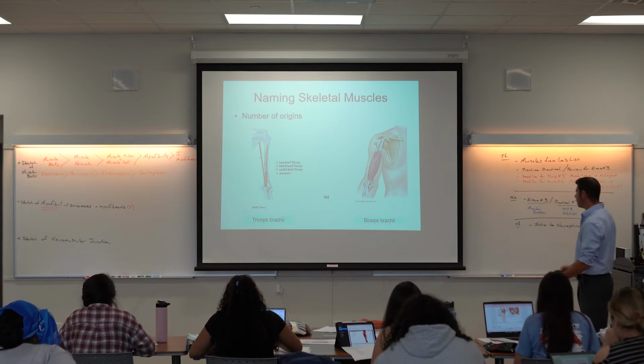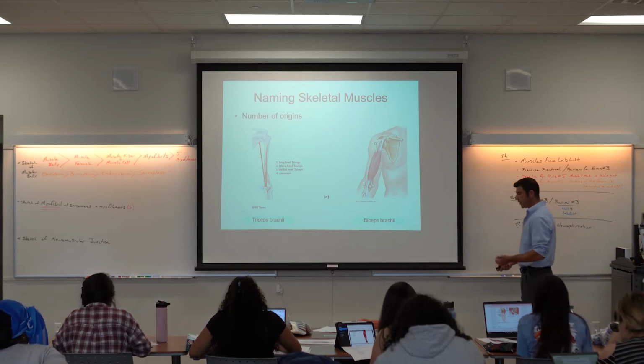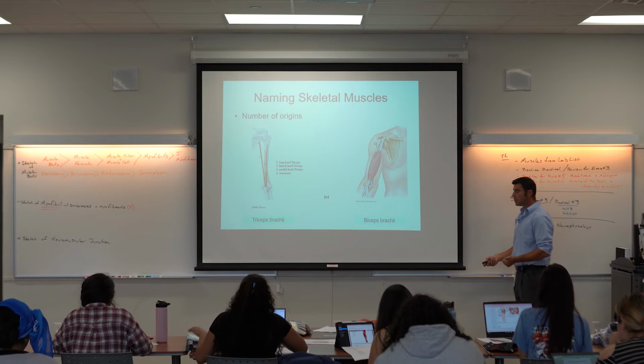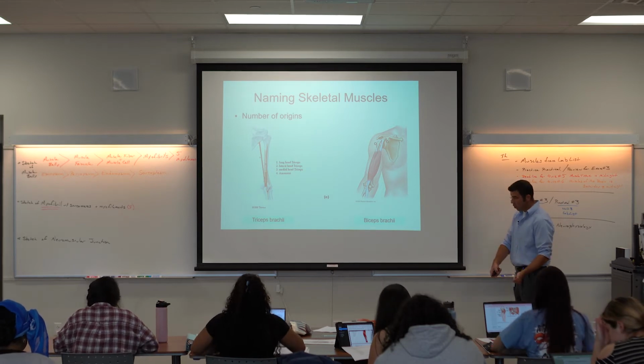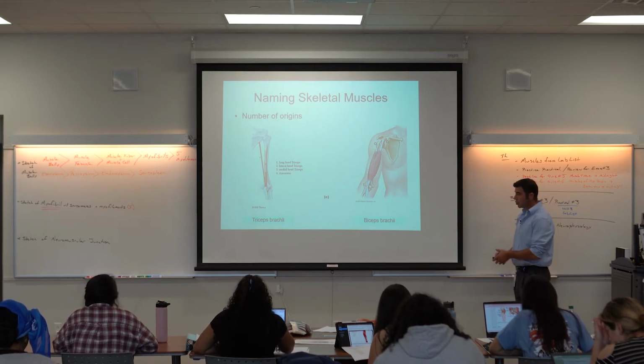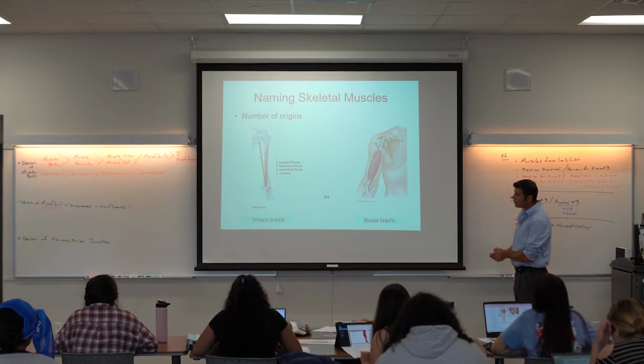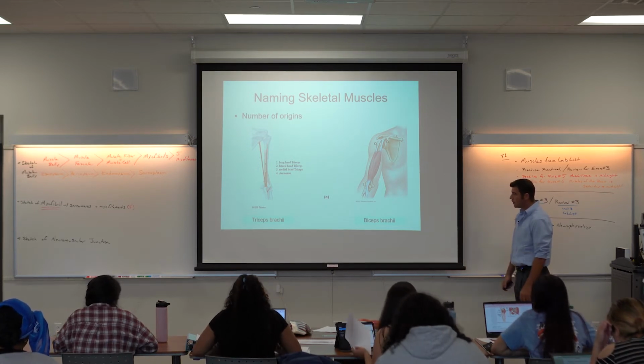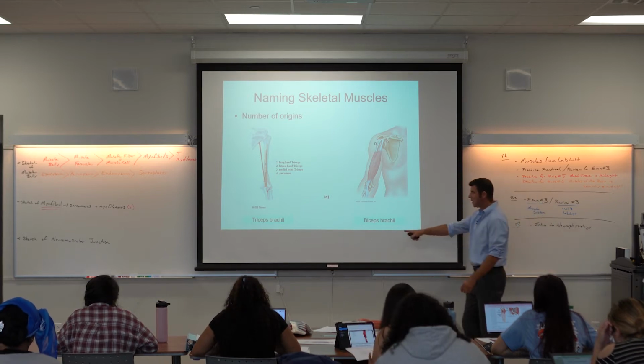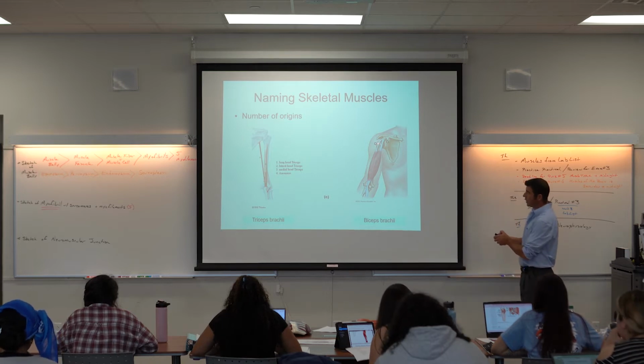I mentioned they're named after their origin and insertion, like the sternocleidomastoid. Sometimes they're named after their numbers of origins. In the case of the triceps brachii, there are 3 separate origins to this muscle and 1 insertion point. So triceps brachii is describing 3 origins versus the biceps brachii. This is a double-bellied muscle that has 2 origins and 1 insertion.